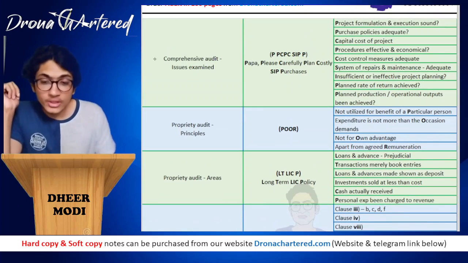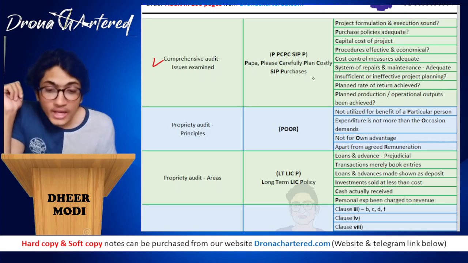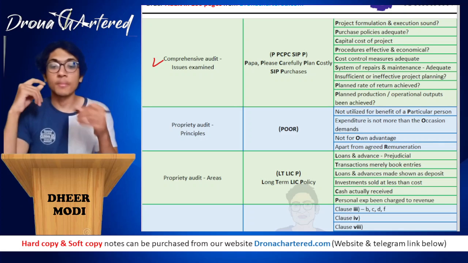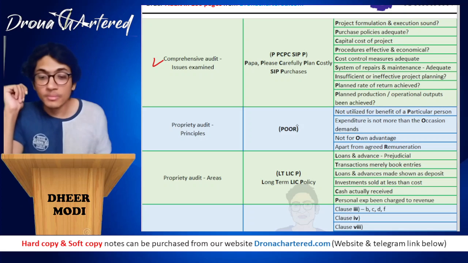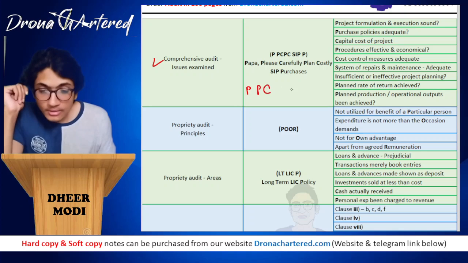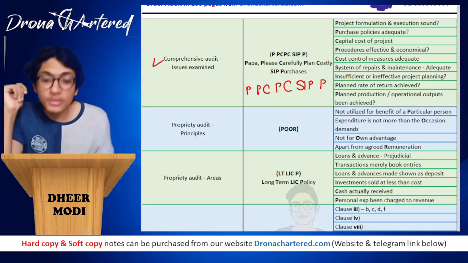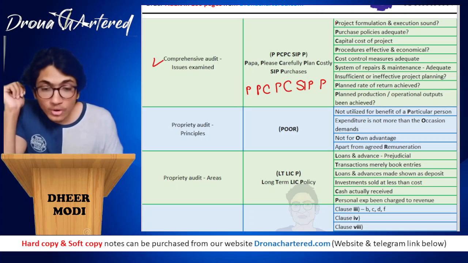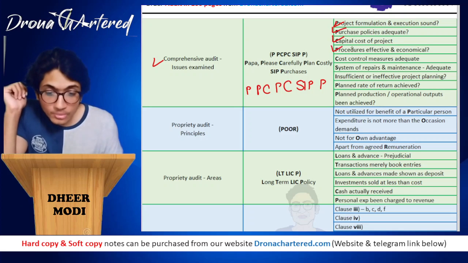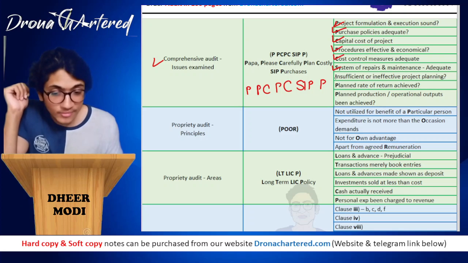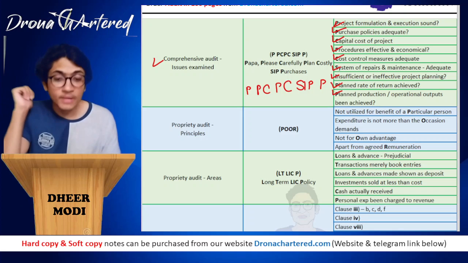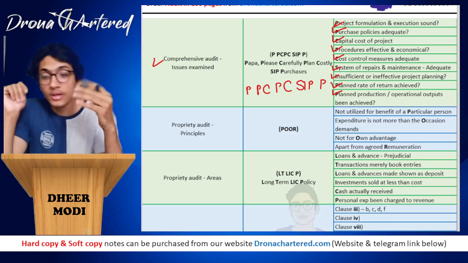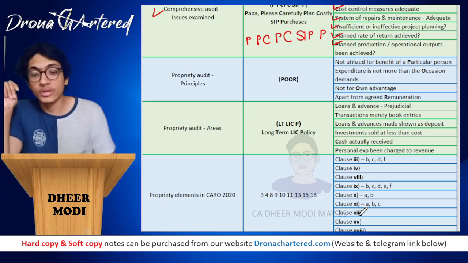The comprehensive audit issues examined. So, Papa, please carefully plan costly SIP purchases. This is basically your key. So project formulation, project policies, capital cost procedures effective, cost control measures, system of repairs and maintenance, insufficient or ineffective project, planned rate of return, and planned production. Okay, so these are the issues examined in your comprehensive audit.